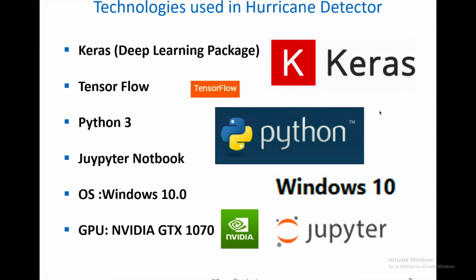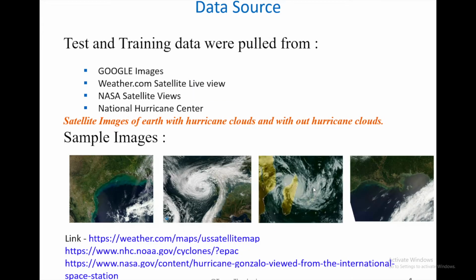The technologies used include Keras, TensorFlow, Python 3, Jupyter Notebook, Windows 10, and I'm using NVIDIA GTX 1070 for this system. Data sources for the different images that you see here on the screen are from the Google Images, then weather.com satellite live pictures, NASA satellite views, and National Hurricane Center images. You can see the link below for the pictures.